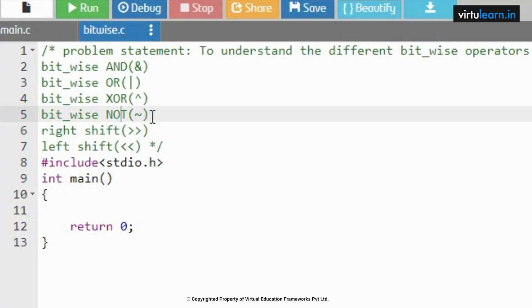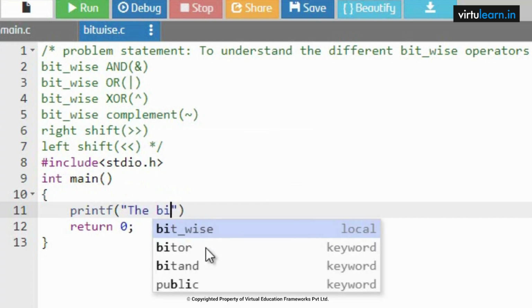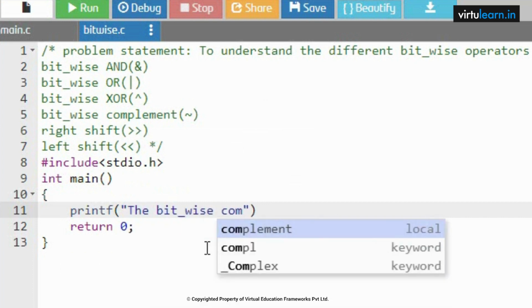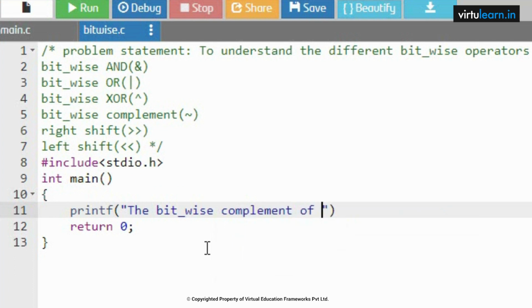Let us understand bitwise NOT, or we can also call it complement. Bitwise NOT or complement. Now printf the bitwise complement of, let's take number 35, with %d. We need to write the complement sign as tilde followed by number 35.